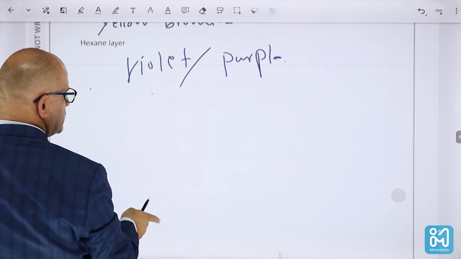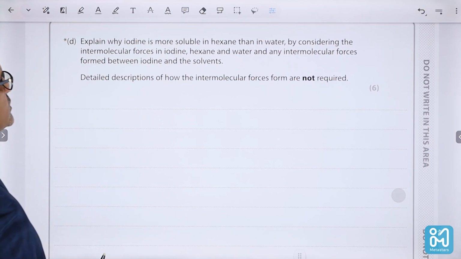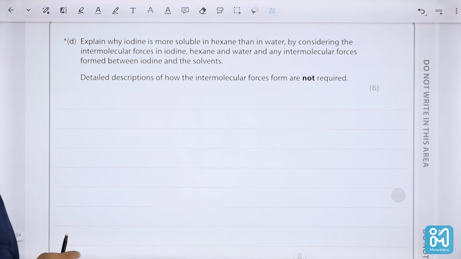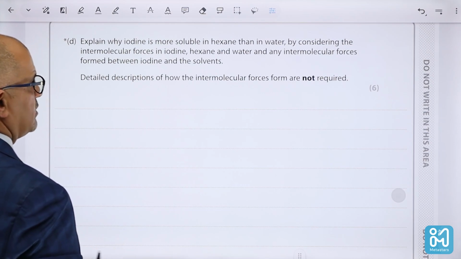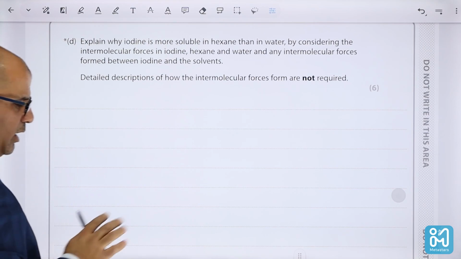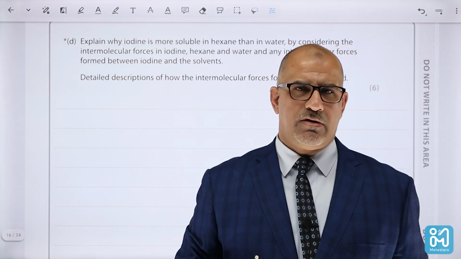Now, what's next? Explain why iodine is more soluble in hexane than in water by considering the intermolecular forces in iodine, hexane, and water, and any intermolecular forces formed between the iodine and the solvent. Detailed descriptions of how intermolecular forces form are not required. Again, explain why iodine is more soluble in hexane than in water. Here I shall mention the most important things to answer the question.